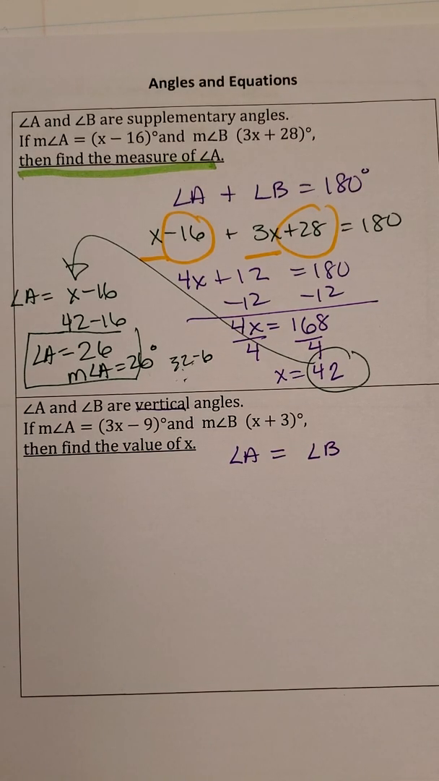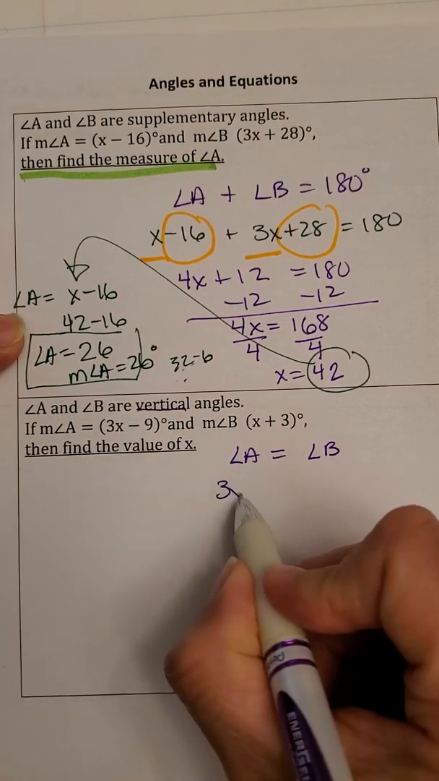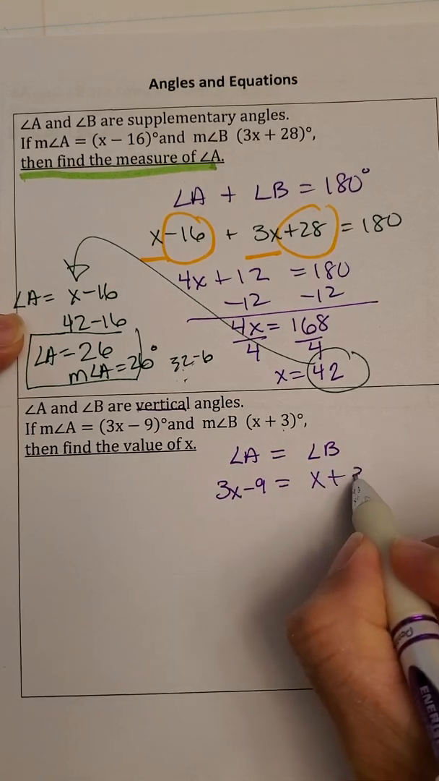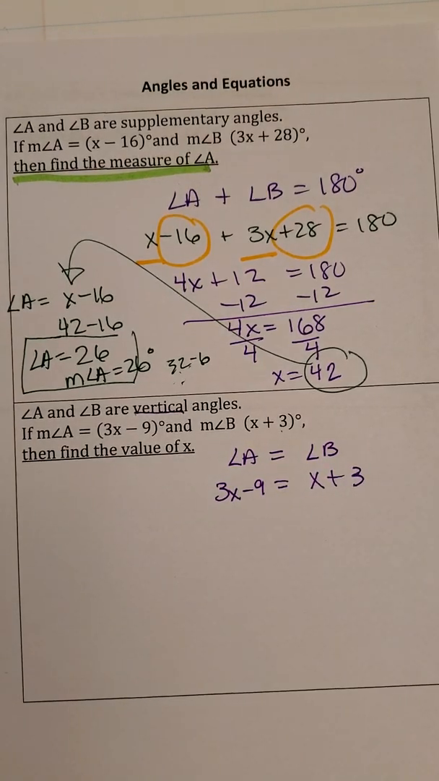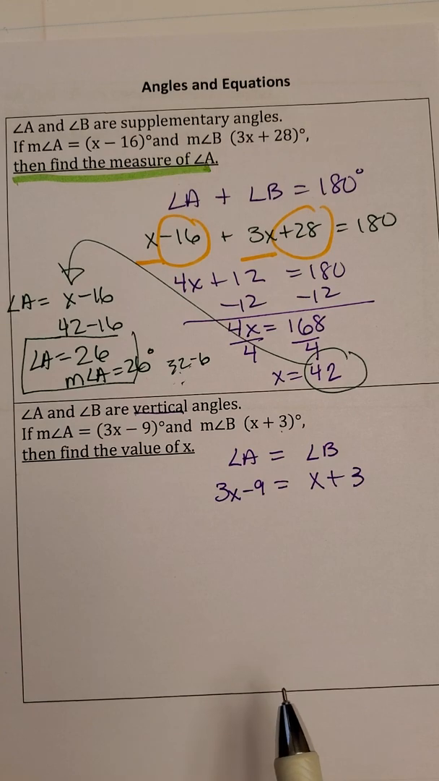And then they tell us what the angles are equal to, and we substitute. So angle A is 3x minus 9, so I say 3x minus 9. Angle B is x plus 3, so I substitute, and now I have my equation that I can solve. And notice it's asking me to solve for x. Okay, so when I find x, I'm done.